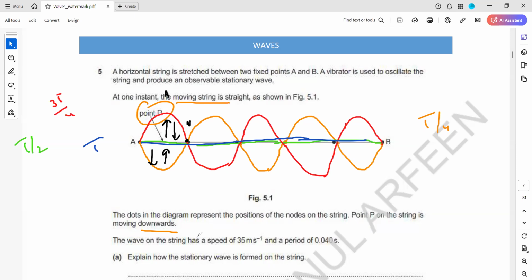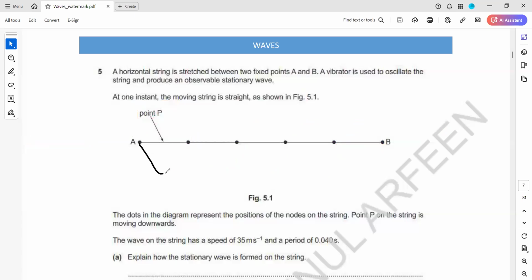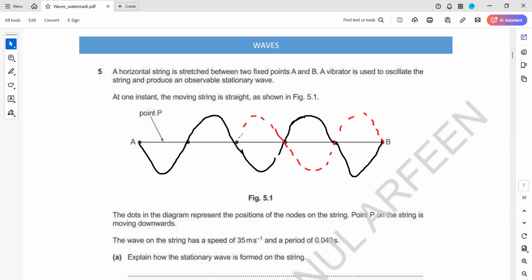So we want to sketch the position of the string after a quarter of the cycle. After a quarter of the cycle, this will be the new position of the string. When we draw a standing wave, usually we draw it like this. What is the reason we draw the standing wave in this manner? Because the string is vibrating, the position is not fixed. It might be down, it might be up. That's why we draw the standing wave in this manner.